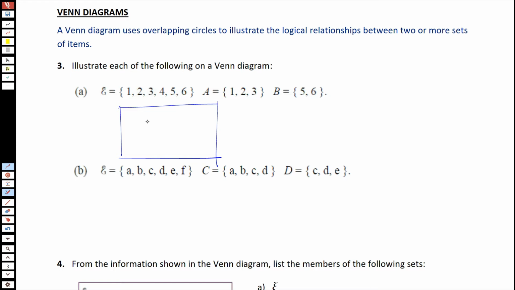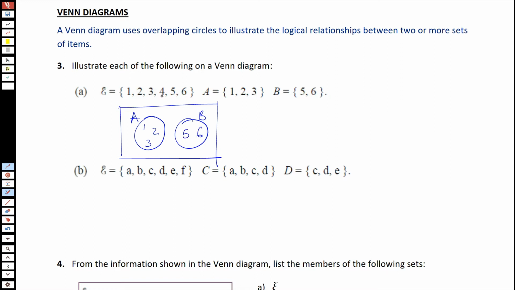And then in this rectangle, we'll have two sets in this case because there's nothing in common. That's why I have a gap between them. There's nothing in common between A and B. So this will be my set A and this will be my set B. The elements in set A are 1, 2, and 3. You can just write them anywhere in the circle. And the elements in set B are 5 and 6. Again, you can just write them in the circle.